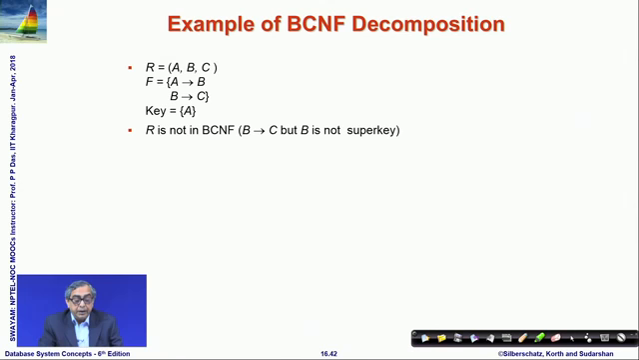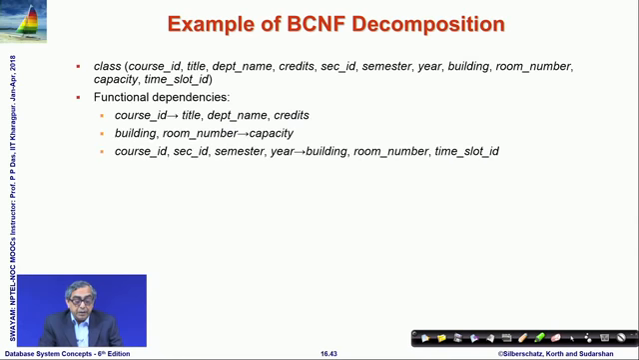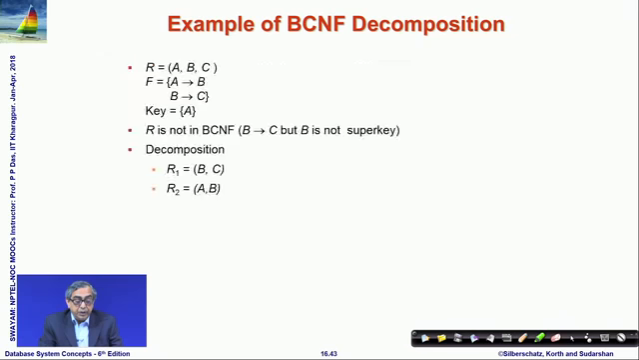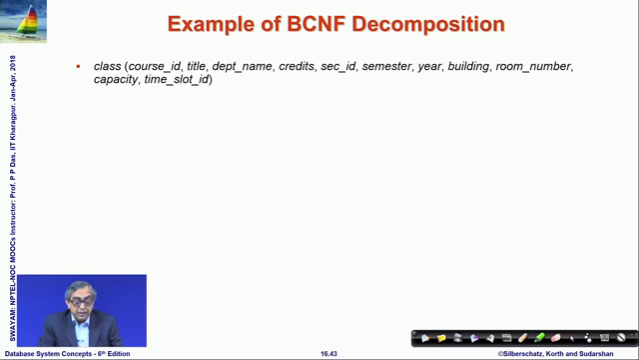Again, I have shown another example here, showing how to decompose into BCNF. So, you should practice these. That is why I have worked them out in steps here. So, here A determines B, B determines C. Naturally, A is the key. R is not in BCNF because B determining C is a functional dependency where B is not a super key. So, you can decompose it into BC as one relation and AB as another relation.